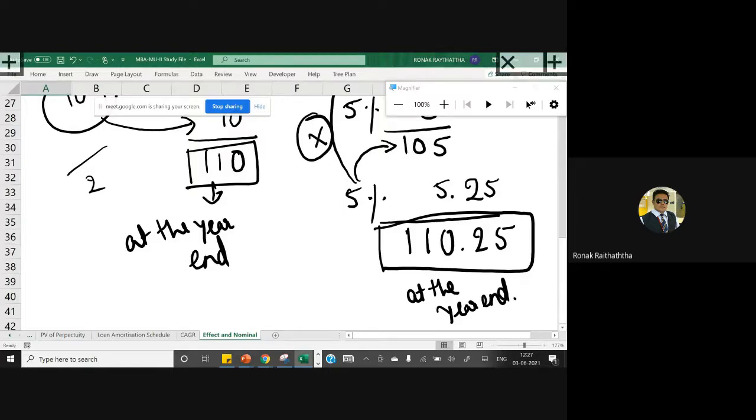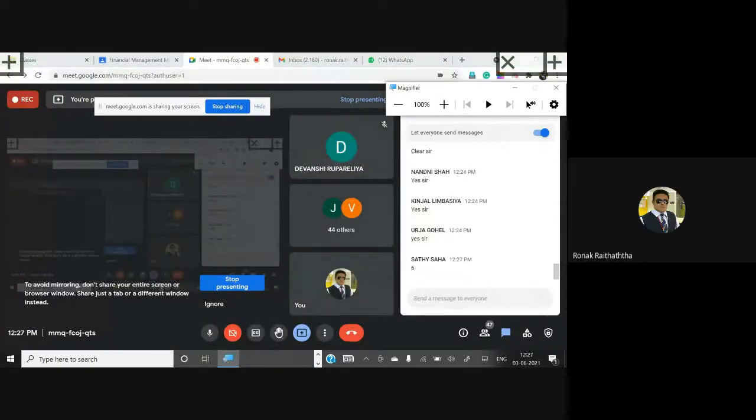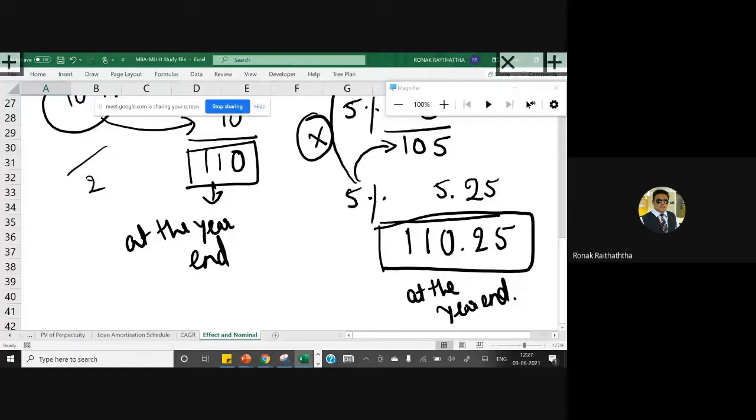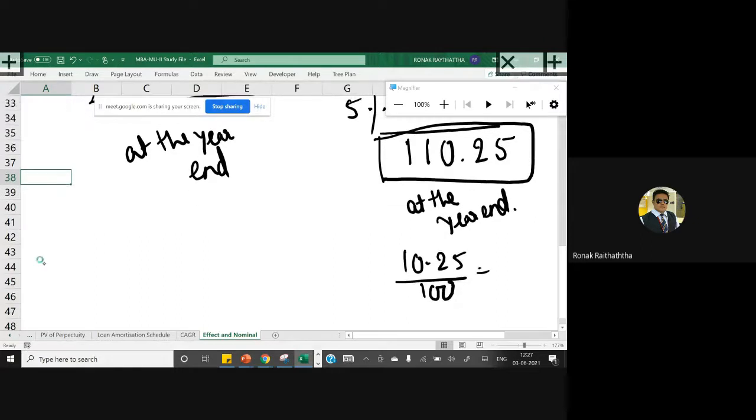So can someone tell me which one is better for you? Yearly compounding or 6 monthly compounding? Who will tell me? 6 monthly. Very true. So when you follow the higher compounding frequency, you get the higher percentage of return. So exactly, if you check what is the rate of return you have got from this, then your actual return is not 10%. It is 10.25 divided by 100. So that is 10.25% return.